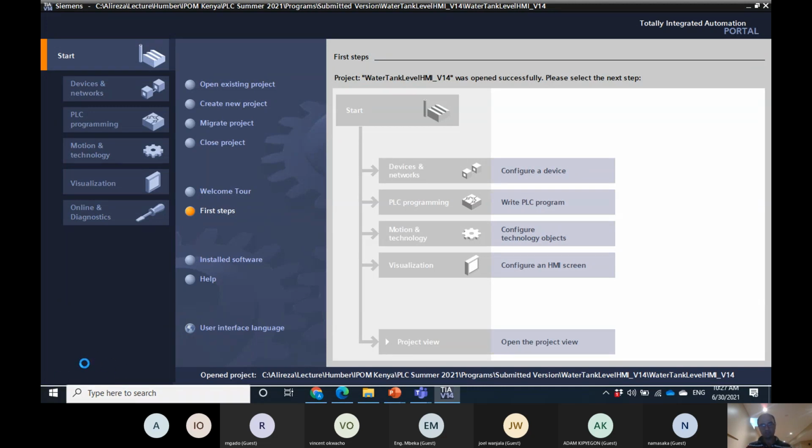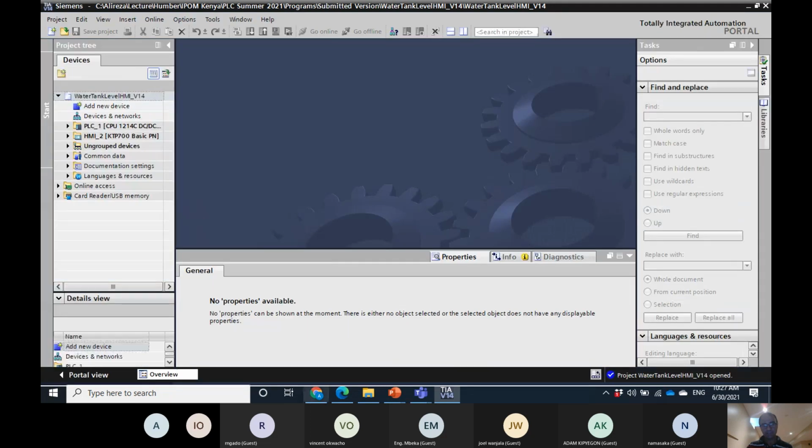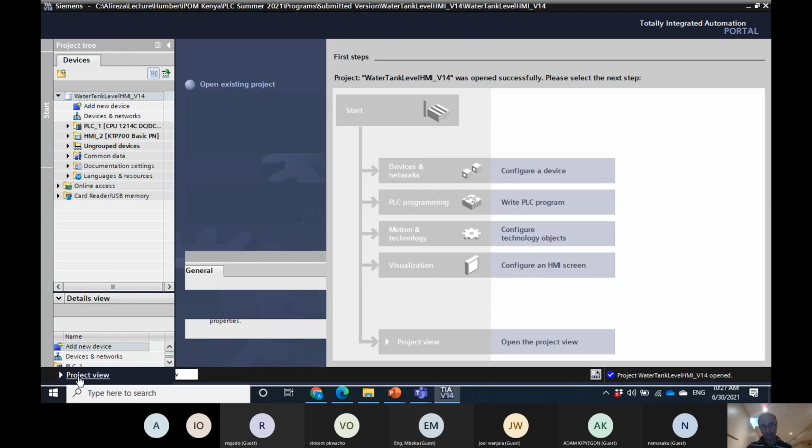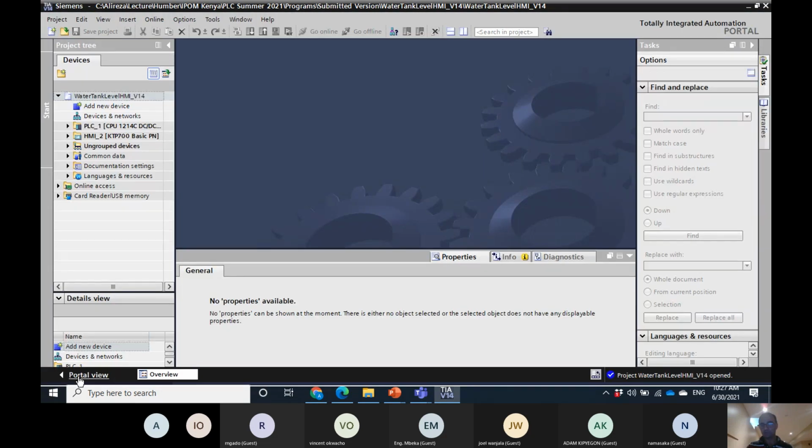When you click that, in the bottom left side, this is the project view. You can return to the portal view by clicking on this and again to the project view. We only use this project view. Many of the functions that we use, you can also do in the portal view, but some other steps. But we only use this project view.